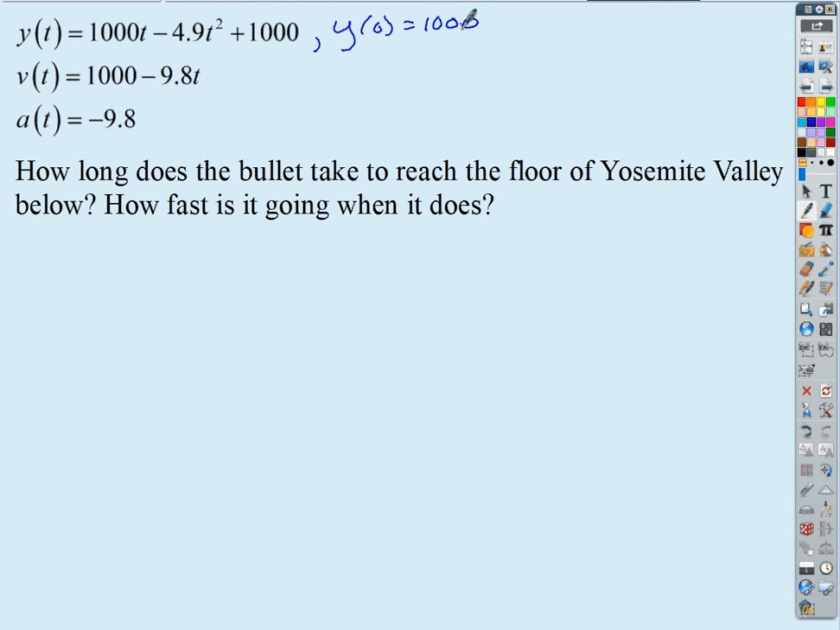So if we want to know how long it takes the bullet to reach the floor of Yosemite Valley, how are we going to do that? We need to figure out which frame in the movie we're talking about. Set your position equal to 0. Set the position equal to 0, right? The floor of Yosemite Valley, what's significant about that is that's where y equals 0. Position equals 0. So we'll just set the position function equal to 0 and solve.